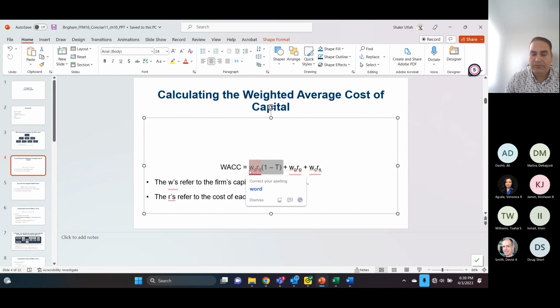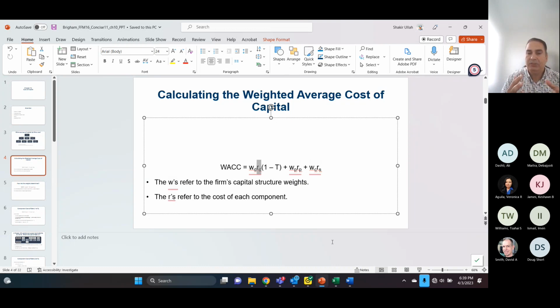This first component is the cost of debt component. And you can see here we've written WD, which is the weight of debt in the total capital. So let's say if your debt is 40%, then we say that 40% is the weight of debt in your company. And RD is the rate of debt, or you can call it the cost of debt. Okay, this is basically the interest rate that you pay on any new long-term debt that you issue.